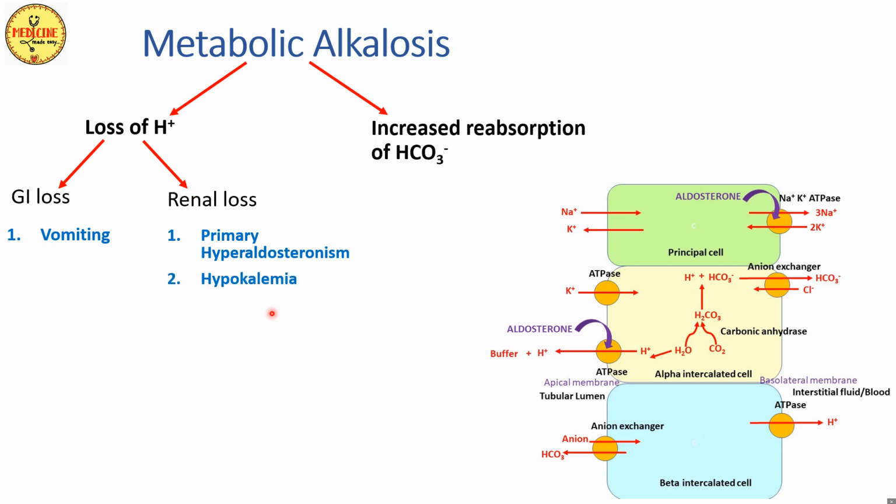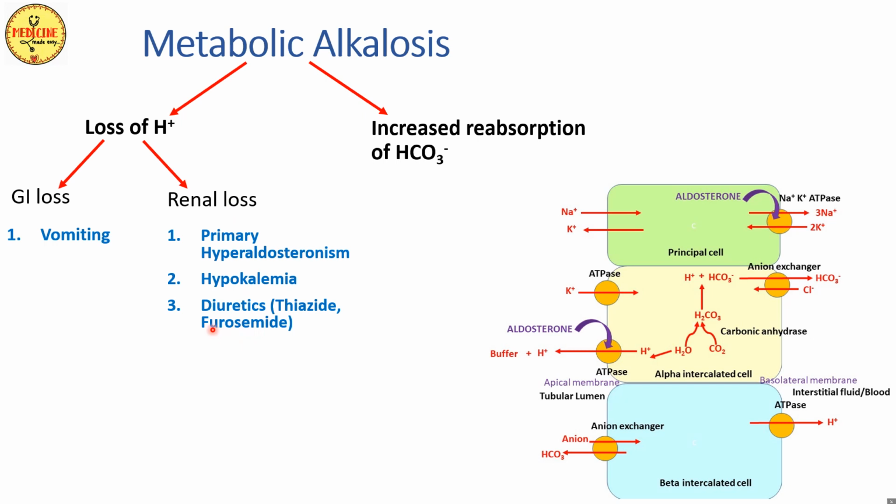The next would be hypokalemia. When you have low potassium ions in your body, hypokalemia, your body will try to preserve potassium. So more potassium will move into the blood. To maintain the electrical neutrality, more hydrogen ions will be secreted out of the cell to the tubular lumen. So hypokalemia will lead to increased renal loss of hydrogen ions.